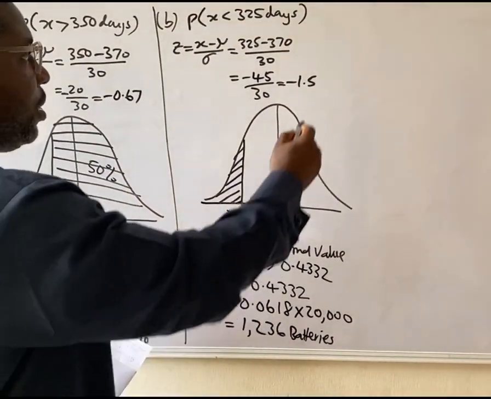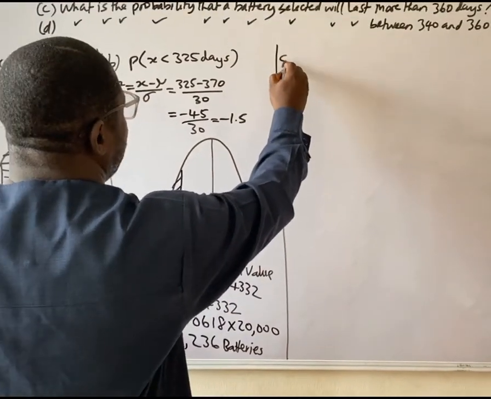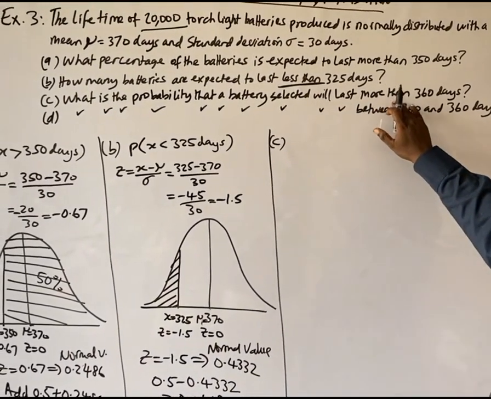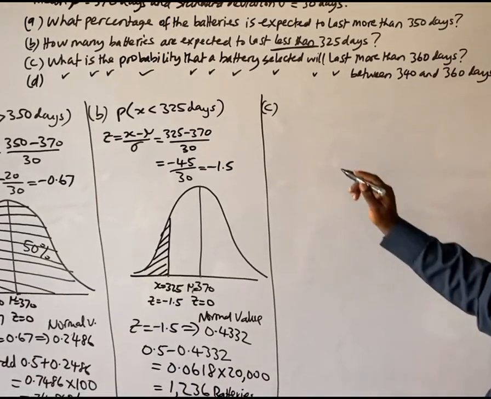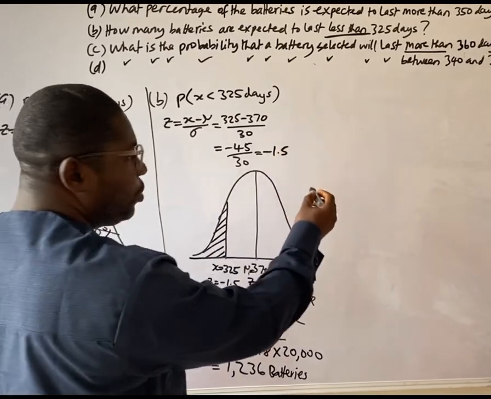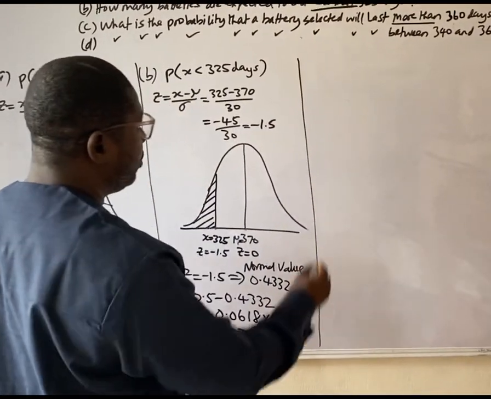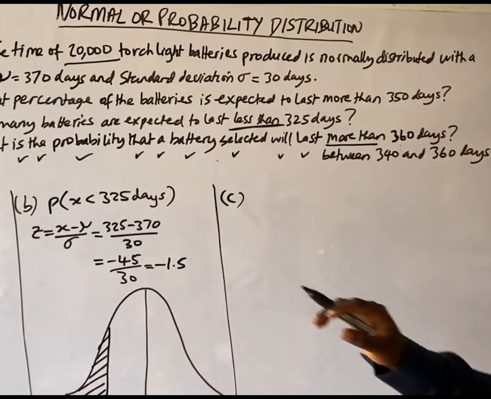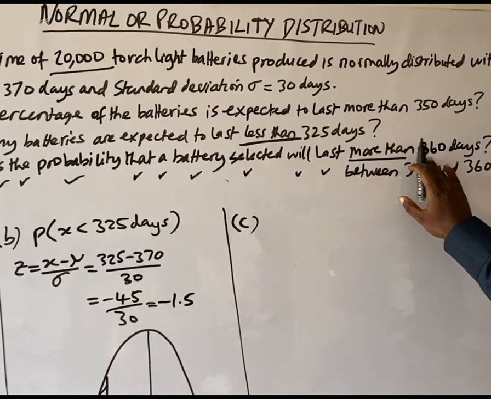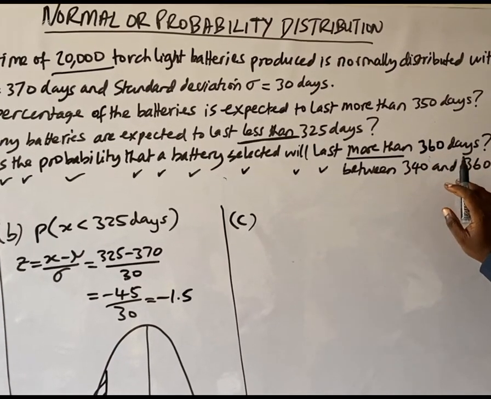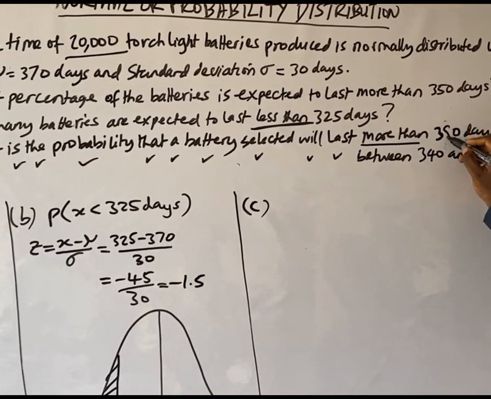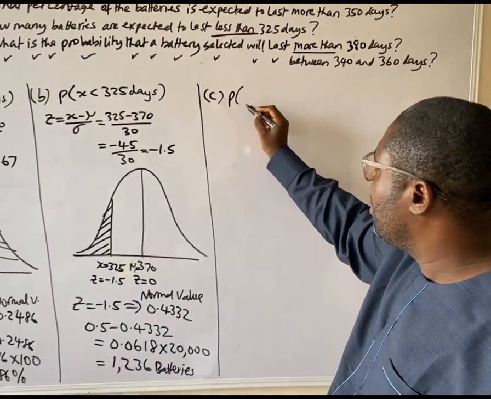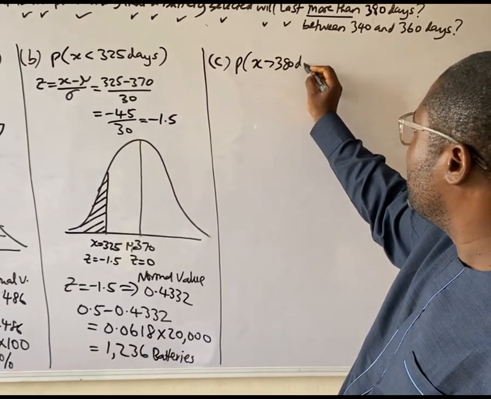I trust you're following. Let's quickly go to the third one, number C. What is the probability that the battery selected will last more than 360 days? I think it should be 380 days here. It should be 380 days. So how do we write that in statistics? We'll say the probability that x is more than 380 days.